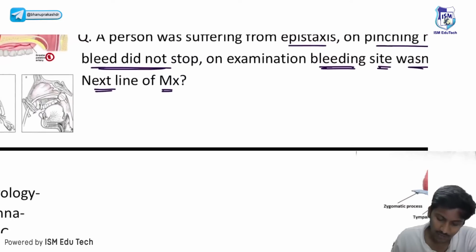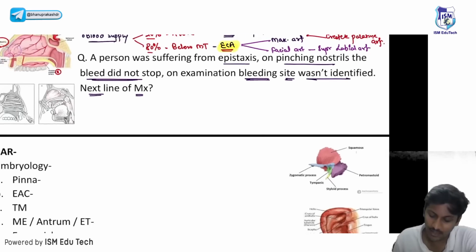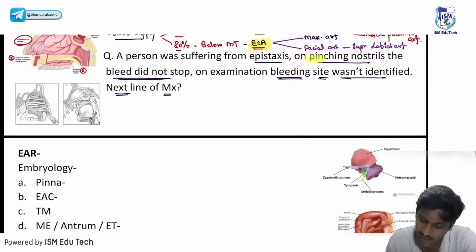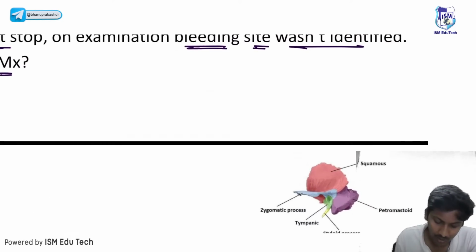Now, in cases of epistaxis, we need to go with the flowchart manner, because as you can see, they have given that the patient tried pinching of nostrils, but the bleed did not stop and the bleeding site wasn't identified. So how to manage this patient? Usually you need to remember this flowchart line to line. Please remember. First technique, if a patient comes to you with epistaxis, is definitely pinch the nostrils. This is called the Hippocratic method.